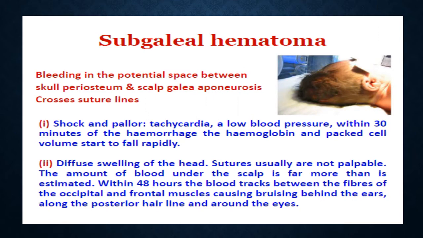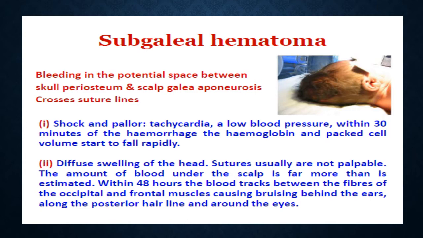What about the very grave and maybe fatal collection of blood? It's subgaleal hematoma, in the subgaleal space. It's bleeding in the potential space between the skull periosteum and the scalp galeal aponeurosis, and it crosses the suture lines. So it's blood, but it crosses the suture line. In this space, it's very, very wide. It can accommodate very large amounts of blood in comparison to the amount of fetal circulation. It can lead to shock and pallor.